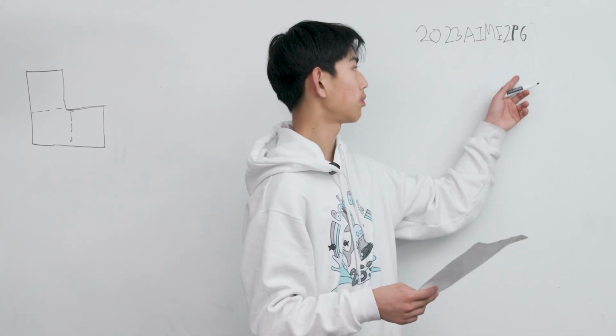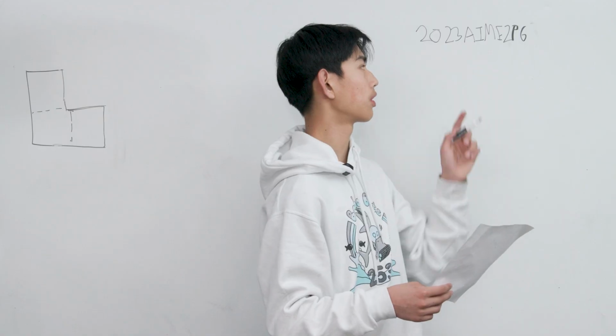We're solving problem 6 from the 2023 AIME 2. Consider the L-shaped region formed by the 3 unit squares joined at their sides as shown below. 2 points A and B are chosen independently and uniformly at random from inside the region. The probability that the midpoint of AB also lies inside this L-shaped region can be expressed as m over n, where m and n are relatively prime positive integers.